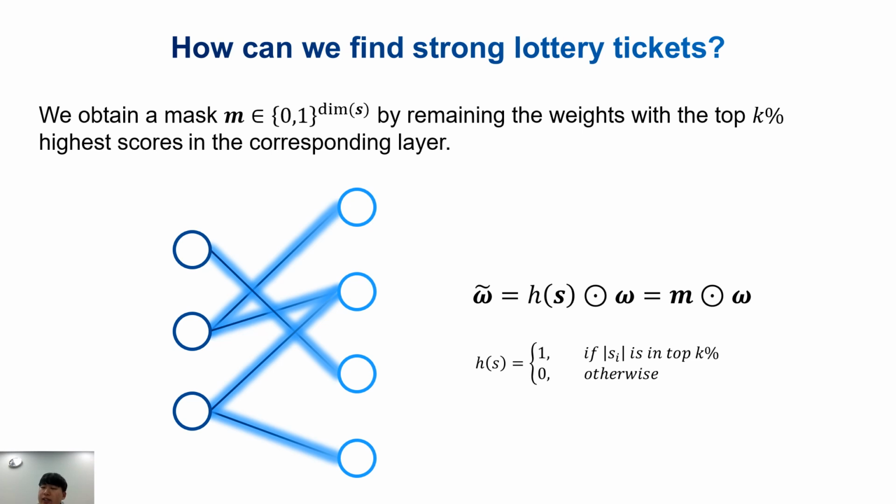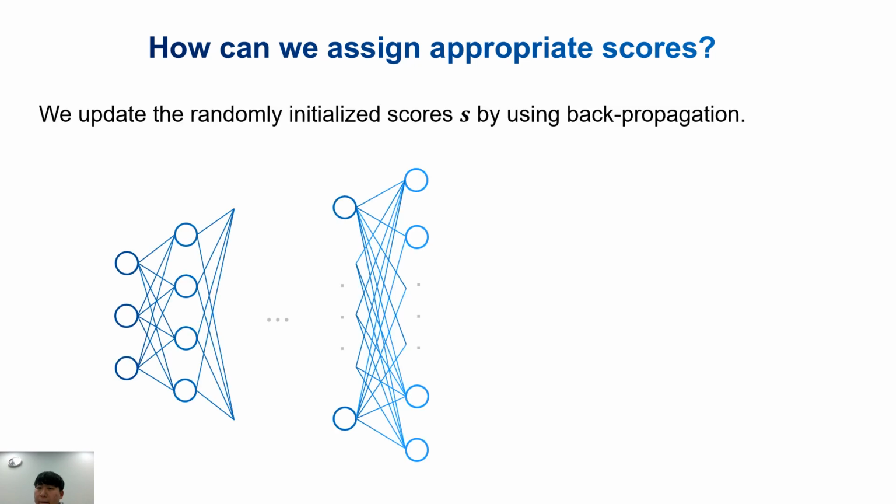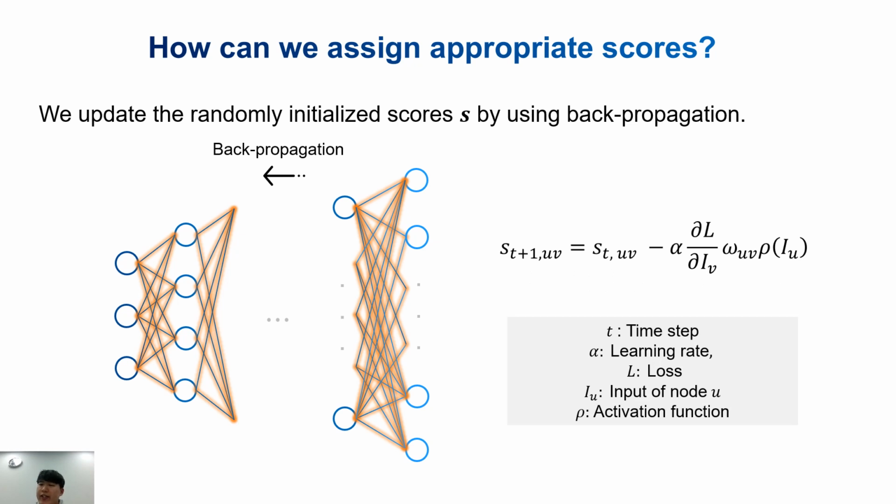However, one question still remains. How can we assign appropriate scores for the weights? In this algorithm, we compute the loss of the subnetwork and update our scores by using backpropagation. However, mask function h of s always has a zero gradient. To handle this function, we use straight-through estimator. Consequently, we can express the amount of changes in the scores as this equation. This is important because it means that we need a proper loss when updating the scores.